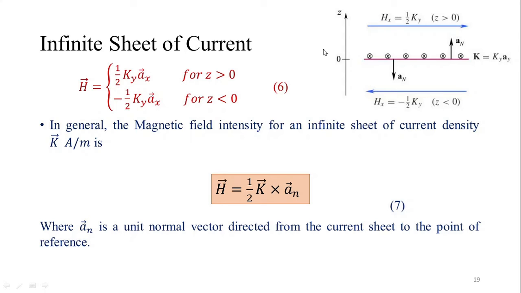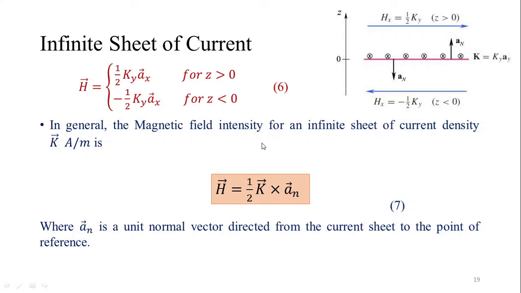The H vector is explained here. For z greater than 0, it is K y a_x, and for z less than 0, it is minus K y a_x. That means above the sheet you will have K y, and below the sheet you will have minus K y. Okay, so here is the current carrying sheet, and here you have H_x of K y and H_x of minus K y.